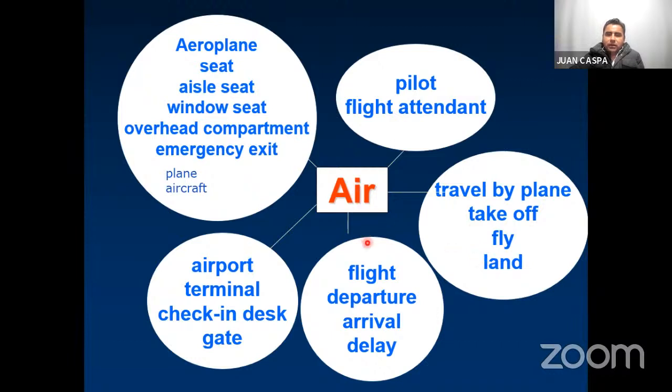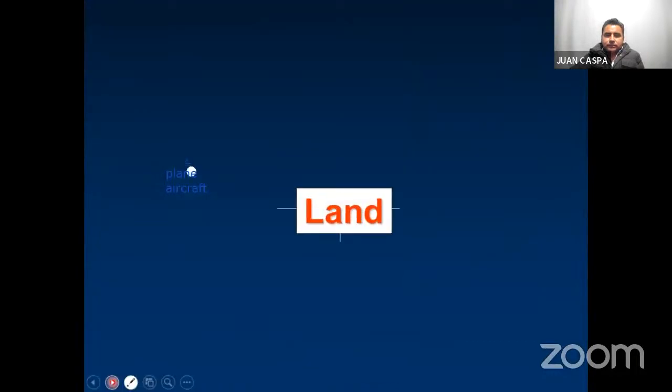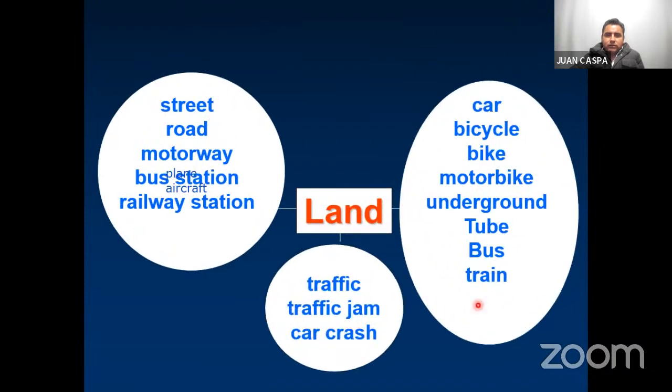And then we have the flight. That's just a common verb too. Departure is a place in the airport. Arrival and delay. Delay is atraso. So then we have the airport, the terminal, check-in desk, and gate. So well, let's continue. And when we talk about landing, it means aterrizar. Let me make this one disappear. I don't need it anymore. Okay.